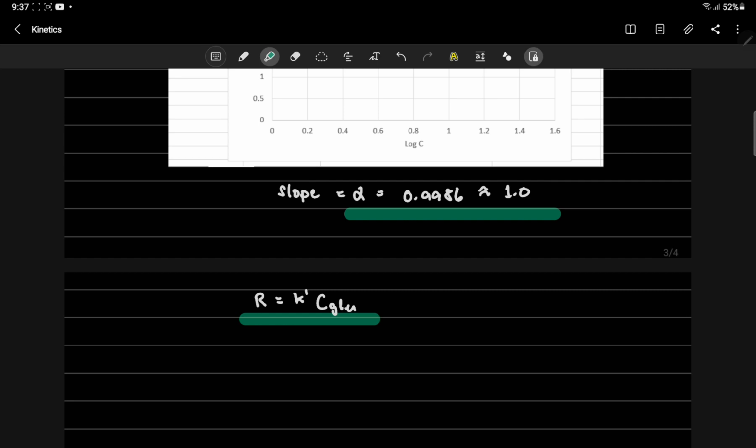And there are other calculations that you can do here. You can actually determine the value of K because you have K prime and the concentration of the enzyme is given naman. But anyway, this is now our rate law expression. The order of the reaction is equal to 1.0.